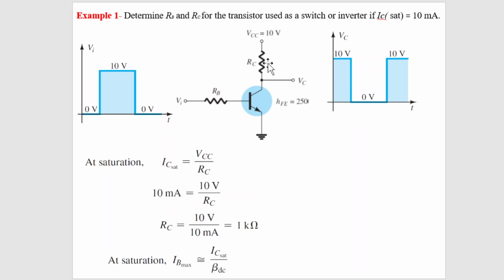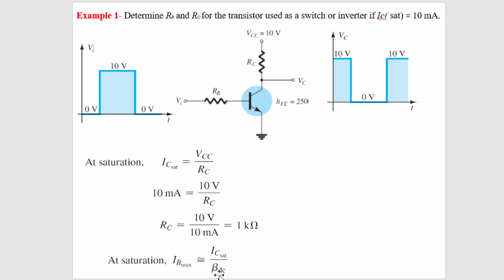Okay, and another condition we know, when this transistor is in the saturation region, that is the maximum possible value of collector current. So this maximum possible value of collector current will ensure that maximum base current is flowing across the base resistance. We know from the relation IC is equal to beta into IB. So IB maximum is approximately equal to IC saturation upon beta DC.